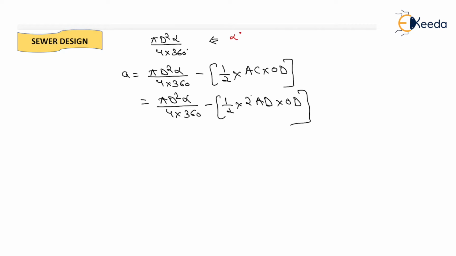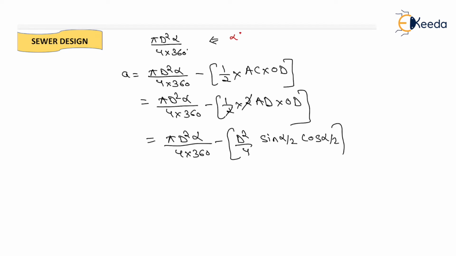Now the 2 from 2 cancel out, and we have the values of AD and OD equal to D by 2 sin alpha by 2 and D by 2 cos alpha by 2. So we just write it as pi d square alpha upon 4 into 360 degree minus D square by 4 sin alpha by 2 cos alpha by 2.